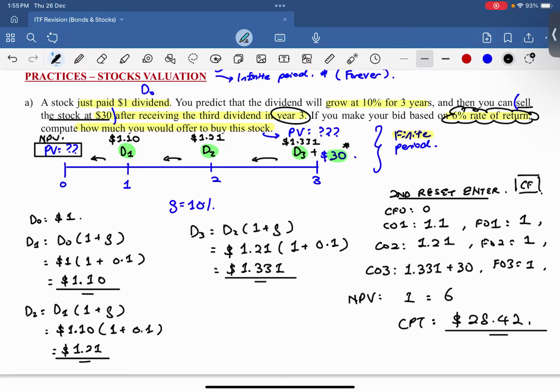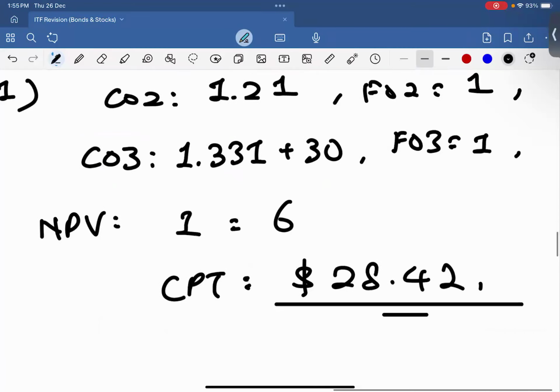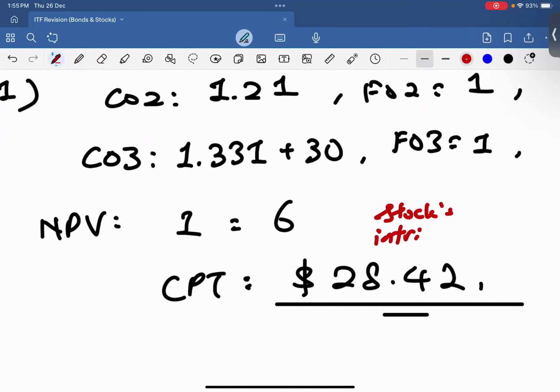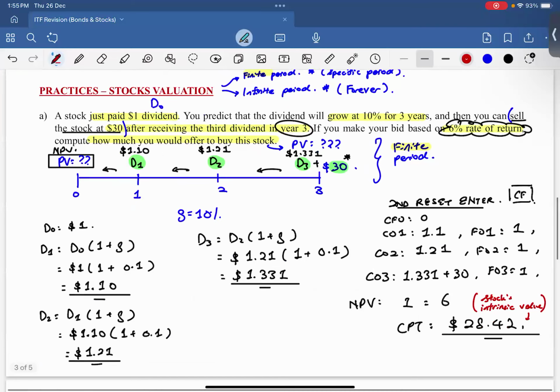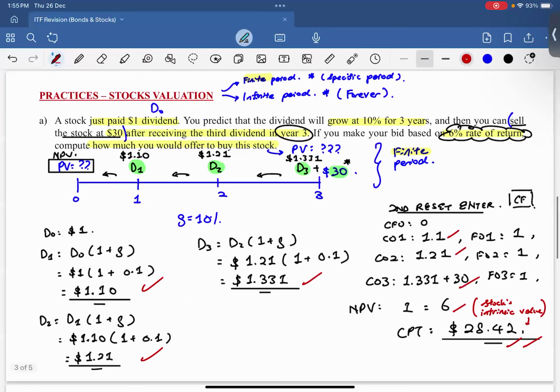Try and see if you can get the answer right. That is the stock's intrinsic value. This is what we call the stock's intrinsic value. So how are the marks allocated? 1, 2, 3, 4, 5, 6, 7, 8, 9. Usually there will be some marks here as well, but these are your workings.